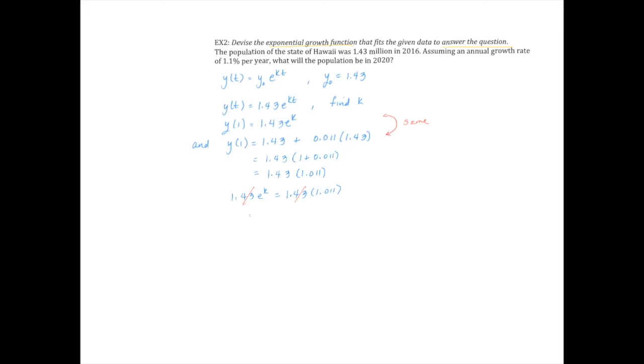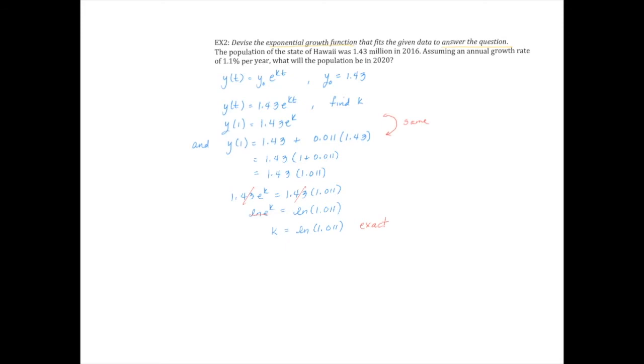And now if I just take the natural log on both sides, it will enable me to get that k out from the exponent, because of the property that the natural log of e will cancel. And I have my k. k is equal to the natural log of 1.011. And I do not want to approximate that. That is an exact answer. We never round until the very end.